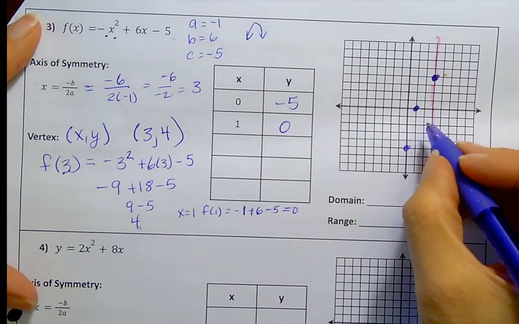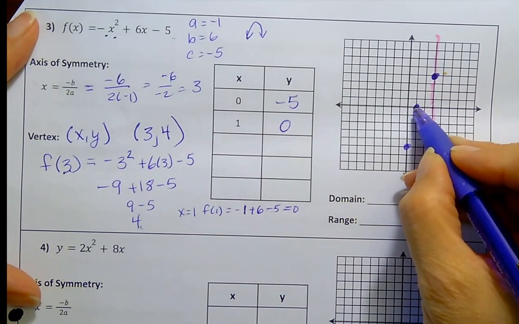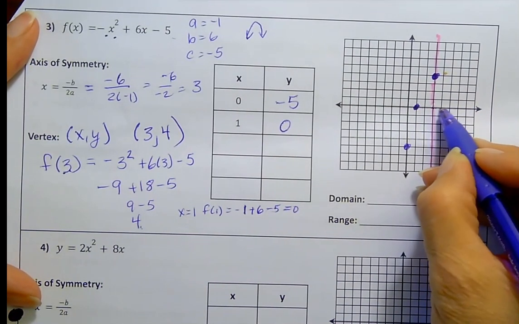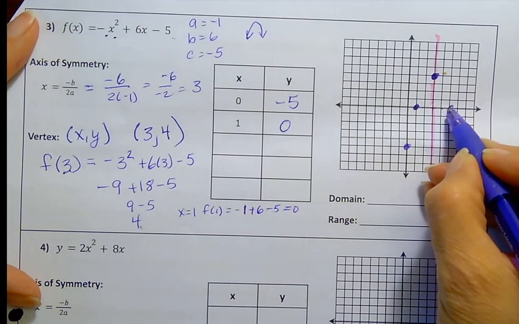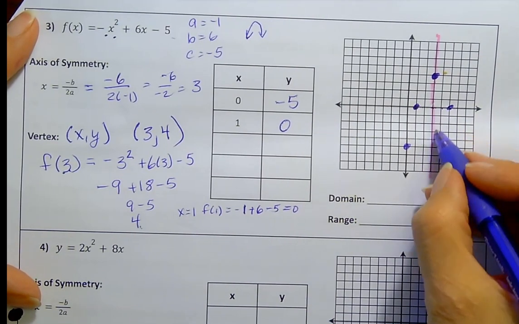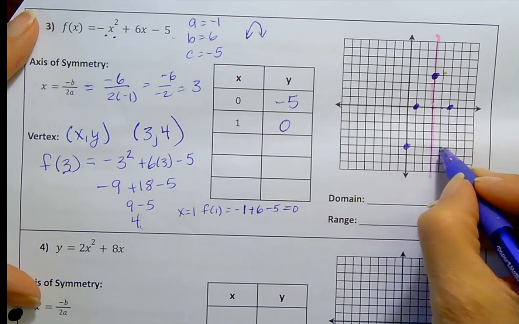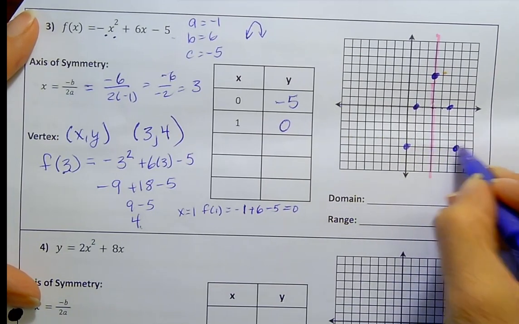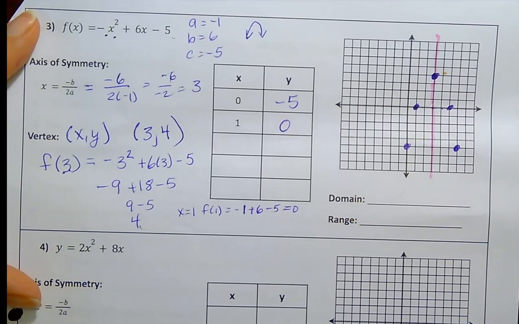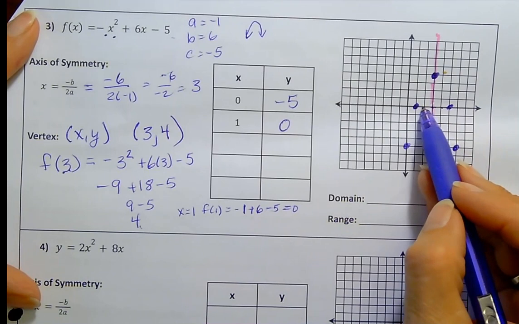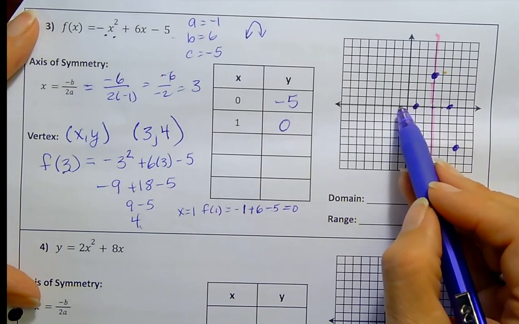I'm expecting it to open down. I know that if I'm 2 to the left of my axis of symmetry, I am going to also have one at 2 to the right, right? Here's my axis of symmetry. I'm 3 to the left. I know there's going to be one 3 to the right. Yeah? What's another number I'm willing to work with?